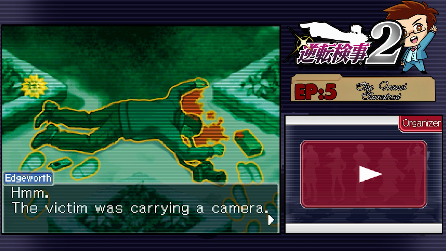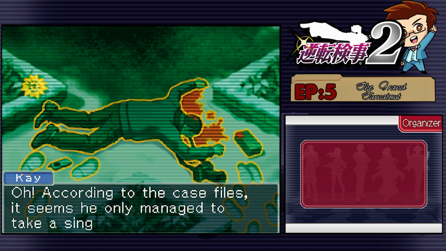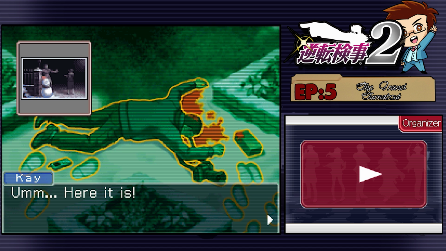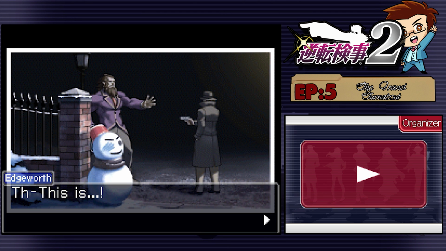The victim was carrying a camera. According to the case files, it seems he only managed to take a single photo. Here it is. So the snowman did it. But that's where the button is from. The button is from the snowman. You can tell he has button eyes.